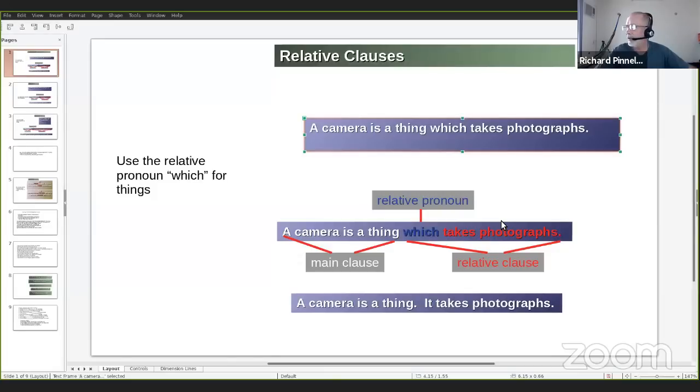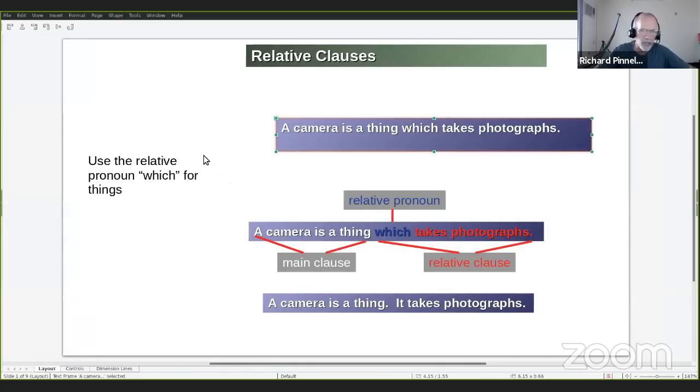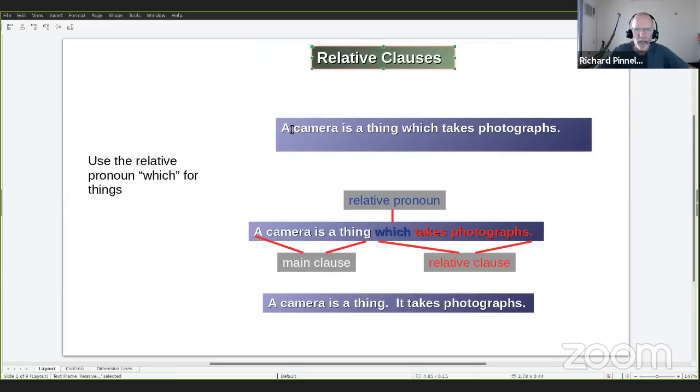So let's begin with some simple examples. What is a relative clause? Here we have an example of a relative clause. A camera is a thing which takes photographs. So this is an example of a relative clause.